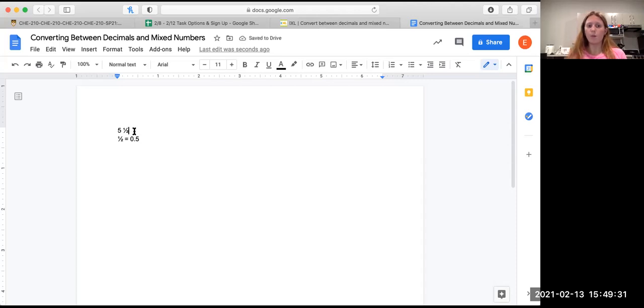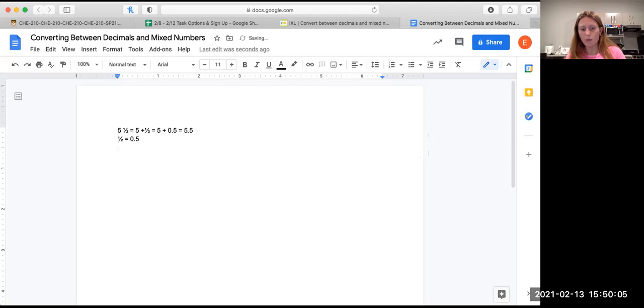So for this one, the way that I would do it is, since 1/2 equals 0.5, and I know that this is the same thing as writing 5 plus 1/2, this also equals 5 plus 0.5, which is going to be equal to 5.5. So if you know what the fraction is equal to as a decimal, I would recommend just adding them like that, because it makes it a lot easier.